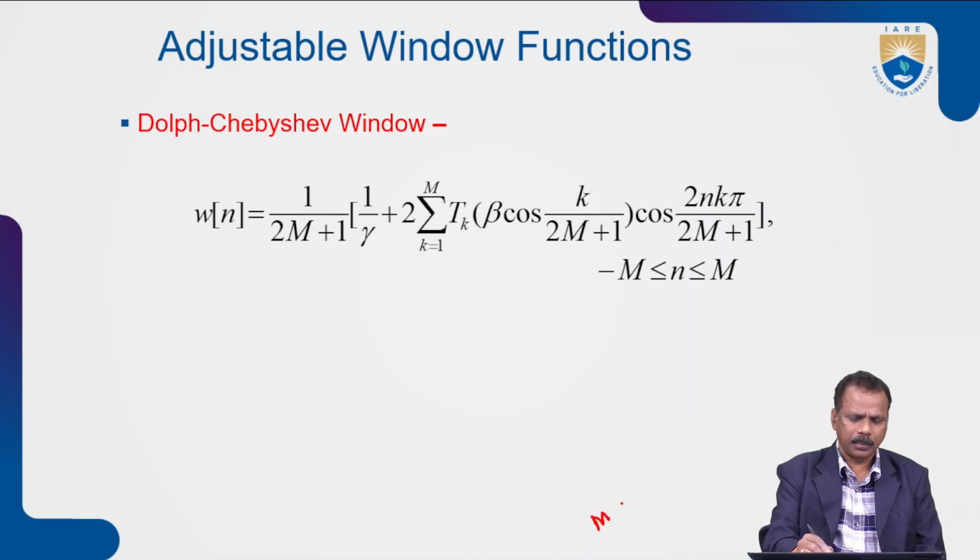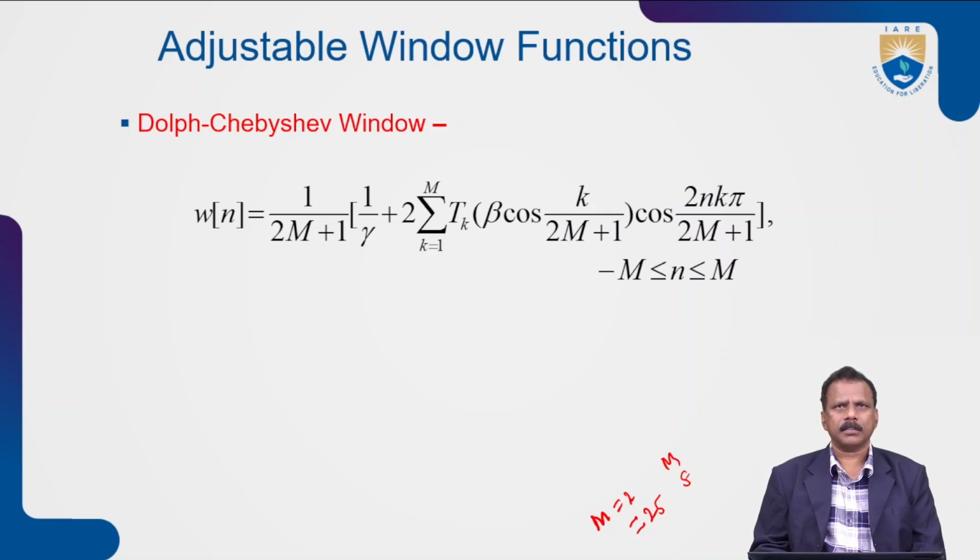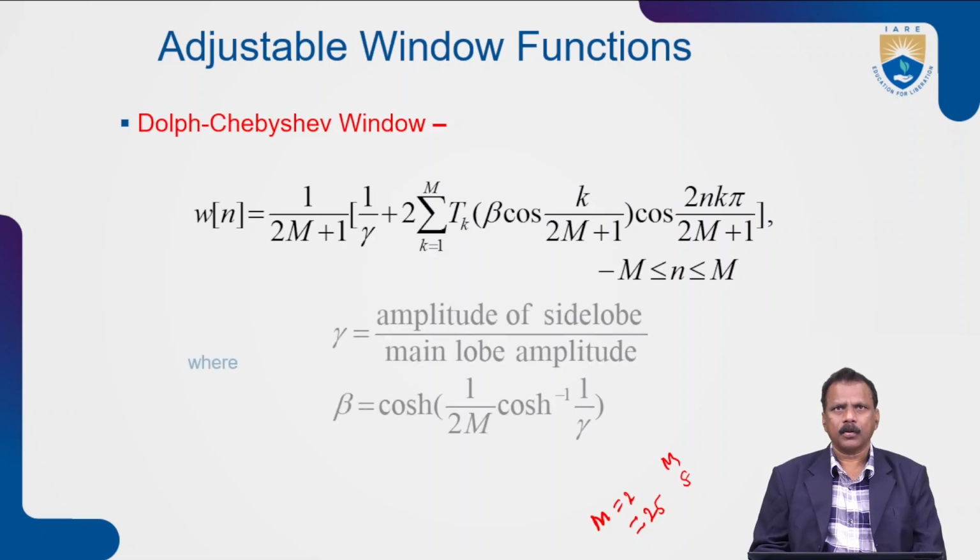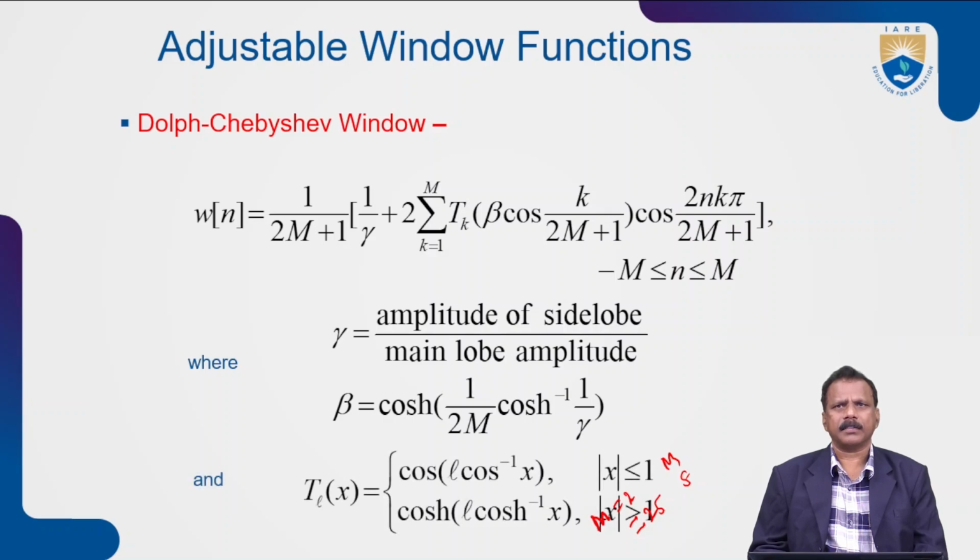If m is initially 2 or at maximum, we have seen previously that with the fixed window functions the m value is 25. How do the main lobe and side lobe effects vary? Here, using this Dolph-Chebyshev window, with minus m less than or equal to n less than or equal to m, where the side lobe amplitude to main lobe amplitude ratio is considered, beta is equal to cosh of 1 by 2m times cosh inverse of 1 by gamma. The Dolph-Chebyshev window is an adjustable window function.